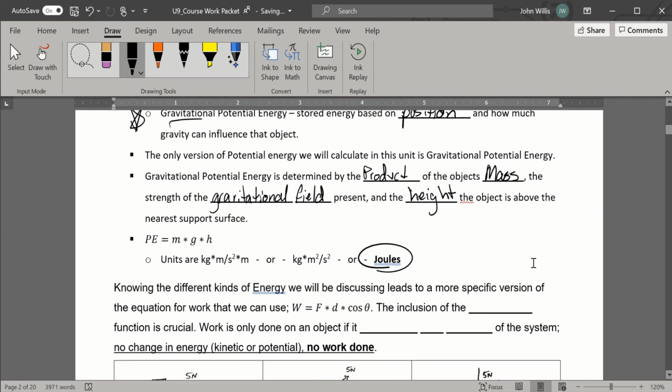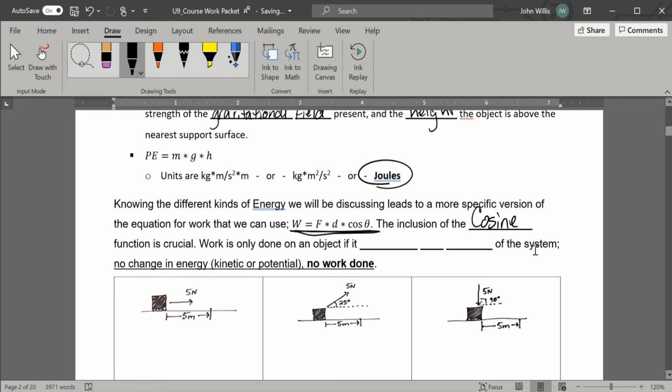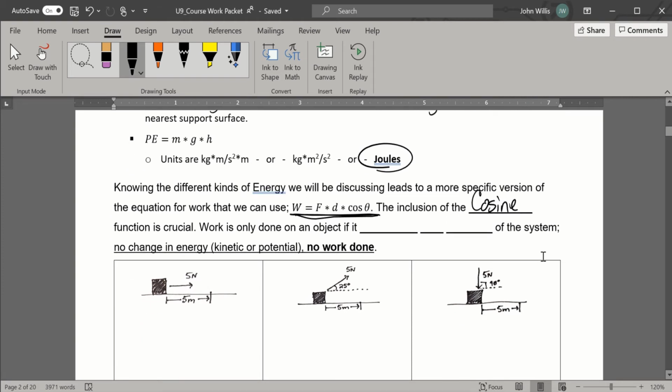Now, there is a more complicated version of your equation for work, and this is actually what pops up on that reading note quiz. The inclusion of this cosine function is actually crucial. The inclusion of this cosine function helps us recognize that sometimes when you apply a force to an object, not all of that force goes towards moving it in the direction you want it to move, or moving it in the direction that it is moving. So you've got to be careful with that.